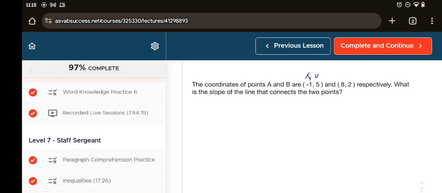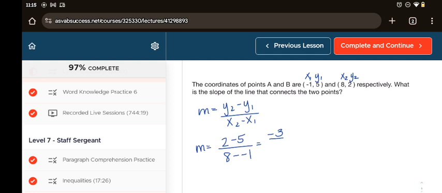That's all this means. We're going to label x1, y1, x2, y2, and write our equation: y2 minus y1 over x2 minus x1. So m equals y2 is 2, y1 is 5, x2 is 8 minus x1, which is -1. So 2 minus 5 gives me -3. 8 minus -1, these become a positive, and I get 8 plus 1 is 9.